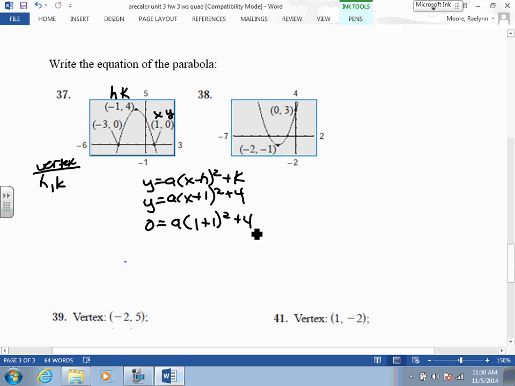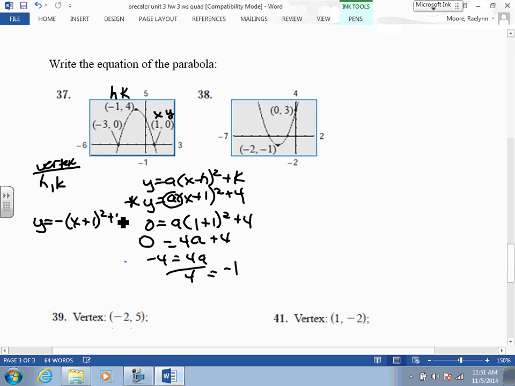What's 2 squared? 4. Subtract 4. And A is -1. Bring that back in right here. You have to finish this. Doesn't this open down? See the open down part? There's the equation of this graph.